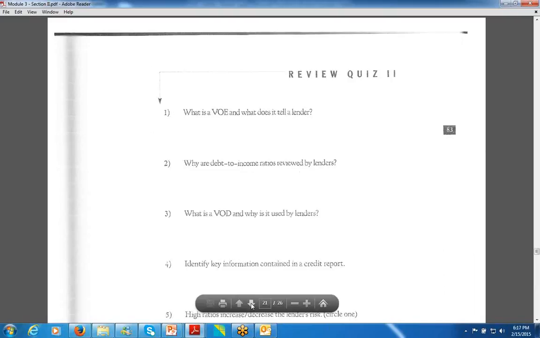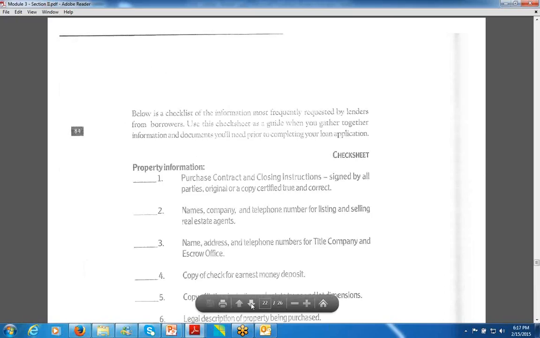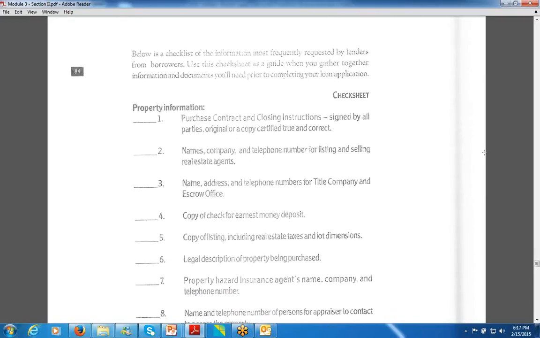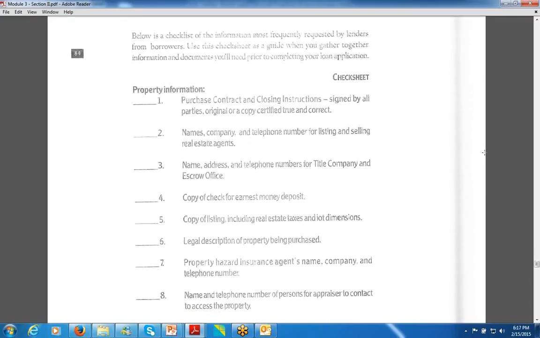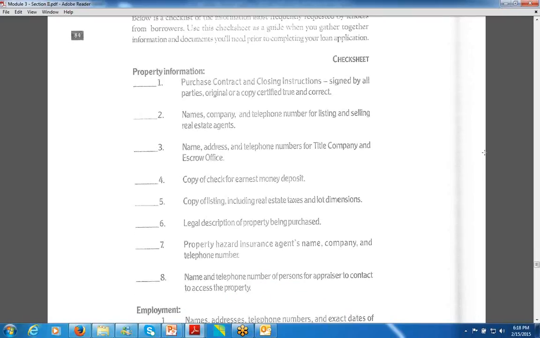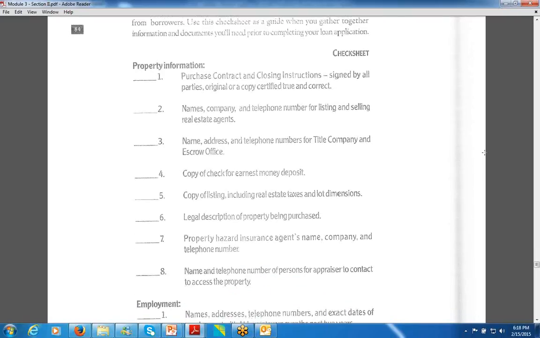The review quiz, we're almost done. Before we go to the quiz, I want to bring your attention to the checklists of information that's needed for your loan process. And here we see various and sundry information. You need information on the property. Your agent will help you, and I won't go through all the items on the list, but most of these things you will accumulate as a part of getting the contract done.